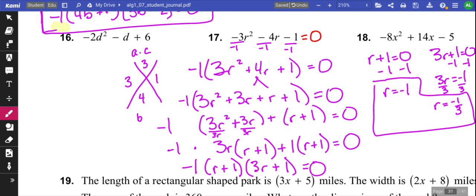A lot of your answers when we are dealing with this a is greater than 1, a lot of your answers are going to be fractions. So don't get scared off by that. You can just leave them in fraction form, don't change them to decimals.